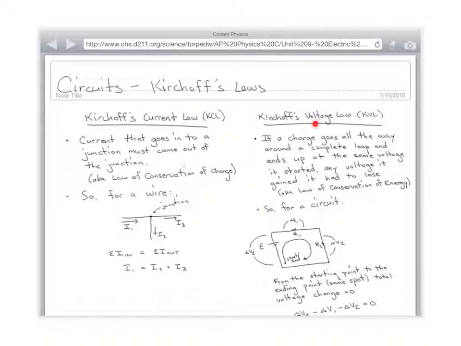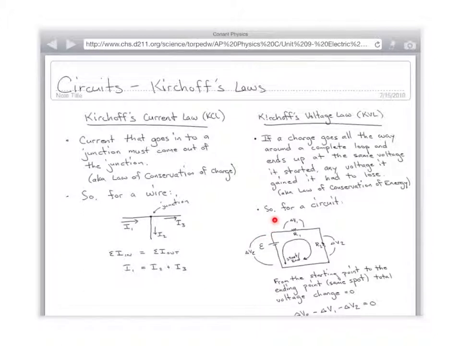Kirchoff's voltage law is a little bit trickier to think about, but it goes like this. Let's say a charge started here with a certain amount of energy, right? Then it goes through the battery. What does the battery do to the charge's energy?